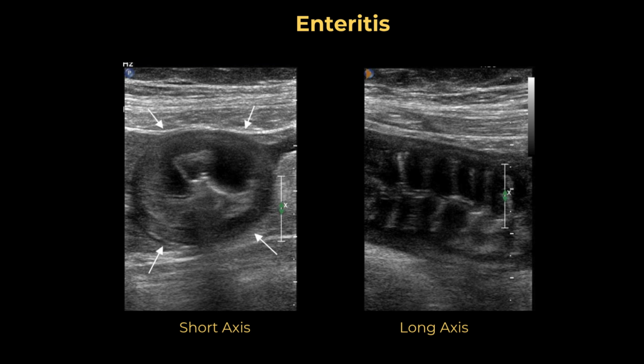Vascularity is mildly increased on color Doppler. This shows hyperemia due to inflammation. The bowel loops are easily compressible, even with wall thickening. The lumen is filled with fluid. It appears hypoechoic. You may see small bright specks floating inside. These represent mucus or debris. Valvulae conniventes are more prominent. They may look slightly thickened or fuzzy.